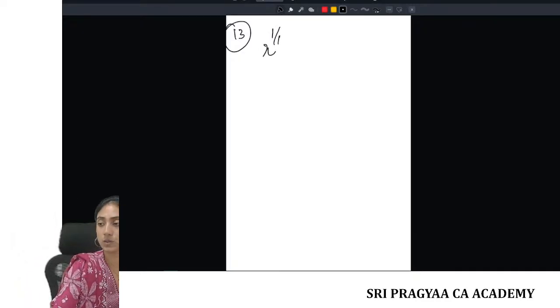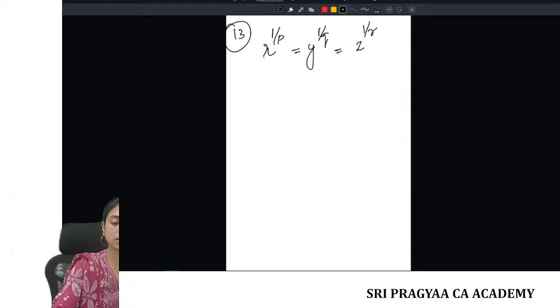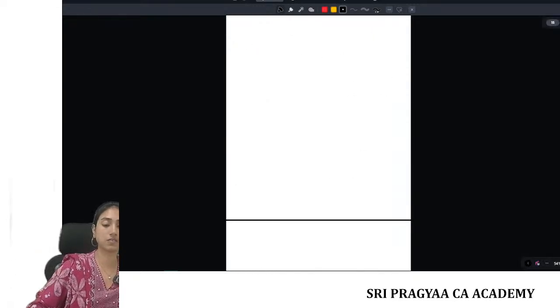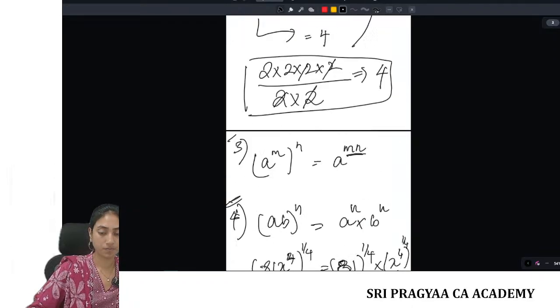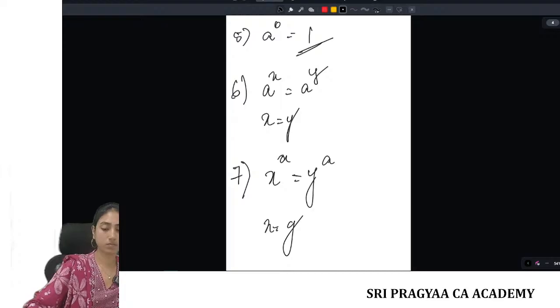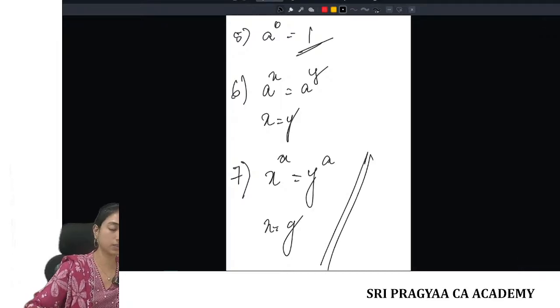Okay, there's nothing to work on 13th per se. This is just a law that we discussed. What did we discuss? If we have different bases raised to the power of something, then the powers are equal. This is given by a law. This last one we discussed, the 7th one.